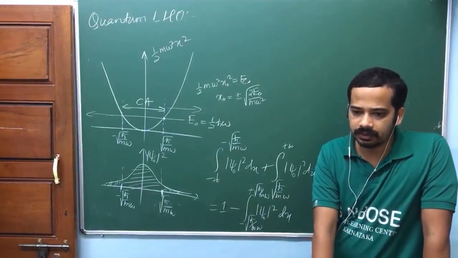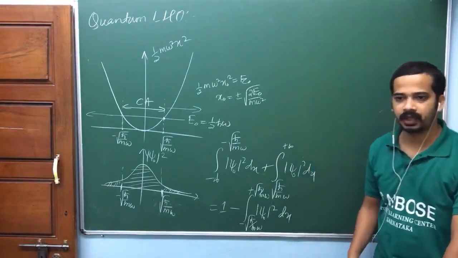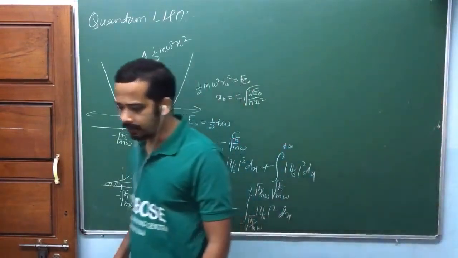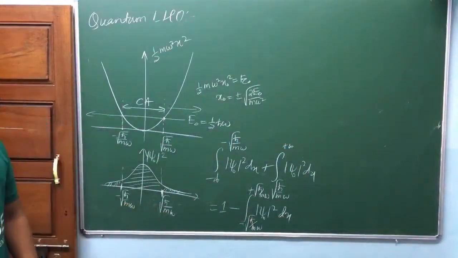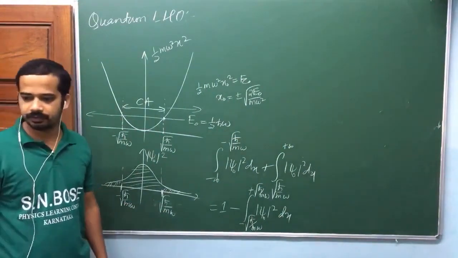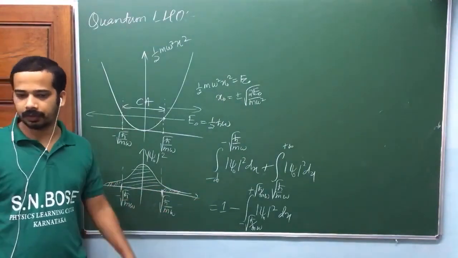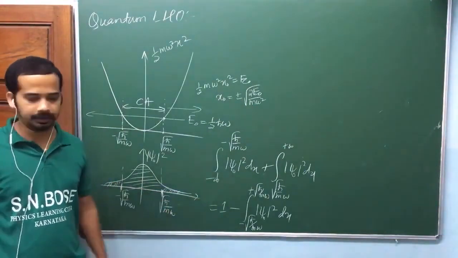16% outside the region? Anyone? 0.16? That you better remember, okay? Sometimes they ask questions without thinking about whether it can be solved at that instant of time or not, okay? 16% of finding the particle outside the classically allowed region. That probability is low, but that probability is finite, okay?